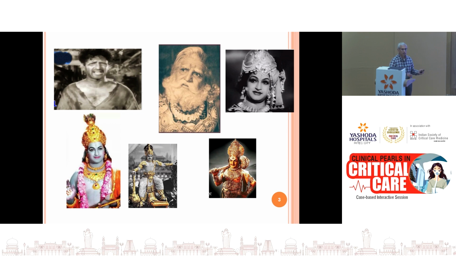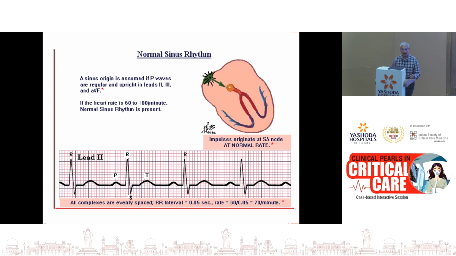So how do we recognize? How do we recognize that it is the same actor playing different roles? Because we recognize by the nose, by the forehead, by the eyes, and by the facial features. So most of the activity of recognizing an arrhythmia relies on recognition of a pattern. So pattern recognition is the most important step in recognizing an arrhythmia.